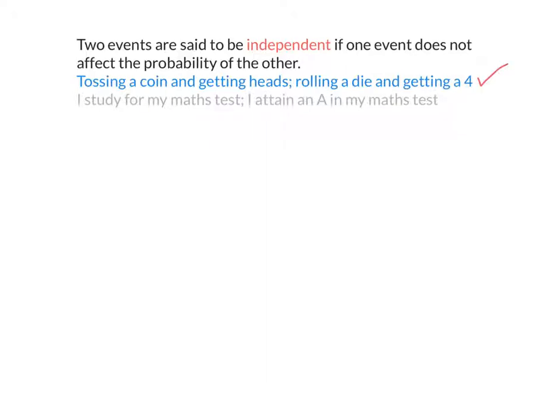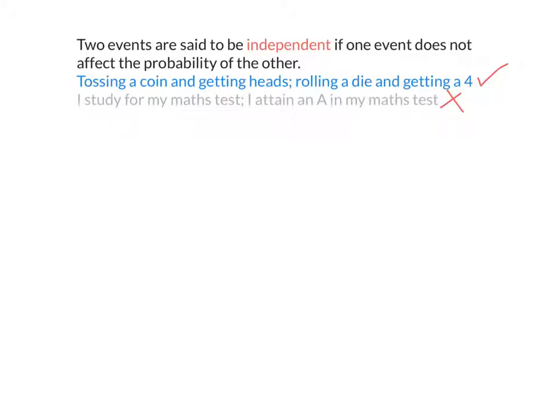So in grey, the 2 events are not independent, they're dependent. I study for my maths test and I attain an A in my maths test. So note, these are not independent, they are dependent. It doesn't mean that I'm saying that if you study for your maths test, you absolutely will get an A in your test. The reason they're not independent is because studying for your maths test does affect your chances of getting an A in the test. You're more likely to get an A in the test if you study. So that's what we mean by independent.